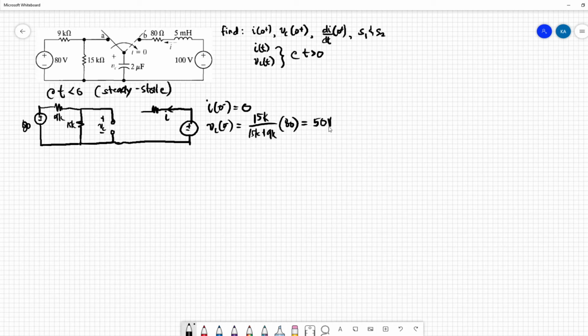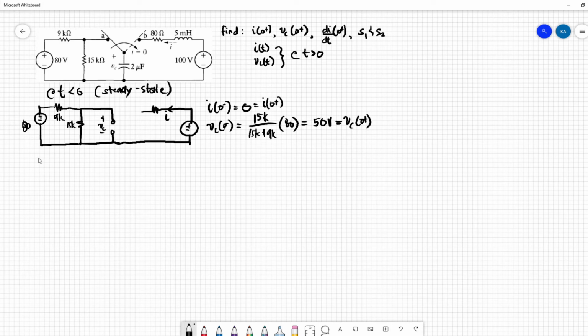50 volts. Now remember, the current in an inductor does not change abruptly, so I of 0 minus is equivalent to I of 0 plus. Same with the voltage across the capacitor. VC at 0 minus is just equivalent to VC at 0 plus.